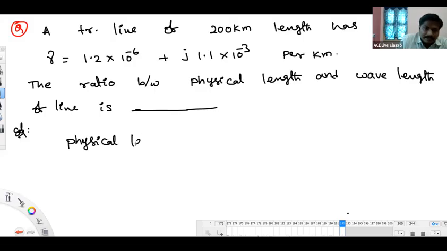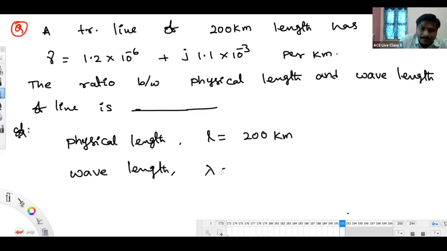Physical length of line is 200 kilometers. What is the wavelength of that line? It's not physically visible to you. Wavelength is not the term which is physically visible. It's on paper. Okay. What is wavelength?